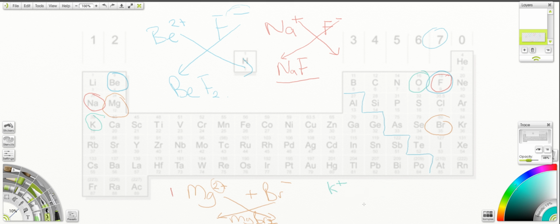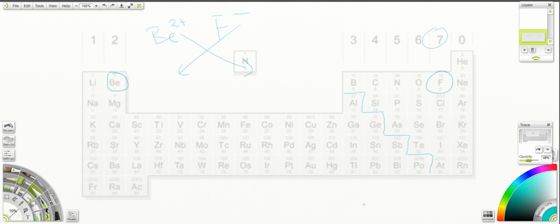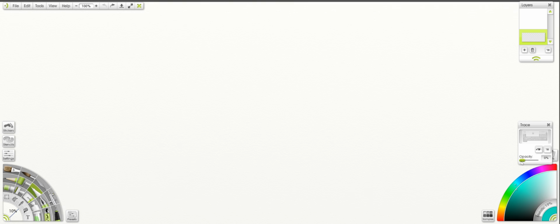Now let's look at some compounds. It's a little bit different for compounds, but it's exactly the same thing. I'm going to get rid of this periodic table because we don't need it for compounds. They'll give you some compounds and ask you to work out the formula. Let's say they give you NH4 plus and it's going to react with SO4 2 minus.